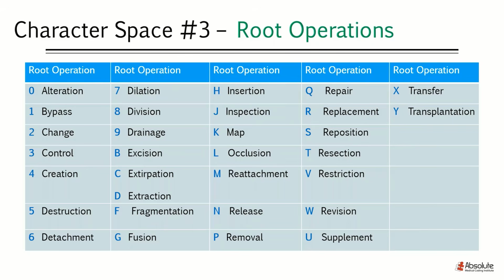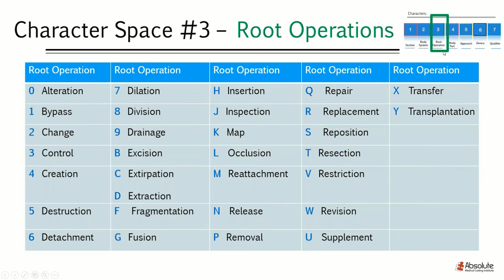So very quickly, I just want to call them all out by name. 0, when you see a 0 in this third character space, this represents alteration. If you see a 1, this is coded for bypass procedures. 2, coded for change procedures. 3, coded for control. 4, creation. 5, destruction. 6, detachment. 7, dilation. 8, division. 9, drainage. And now we begin our letters.